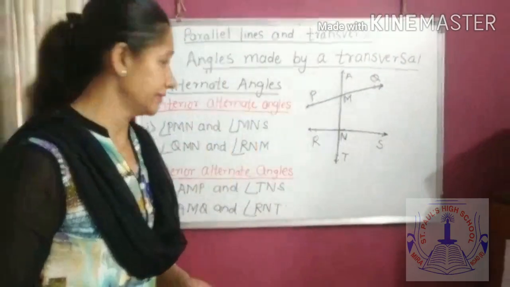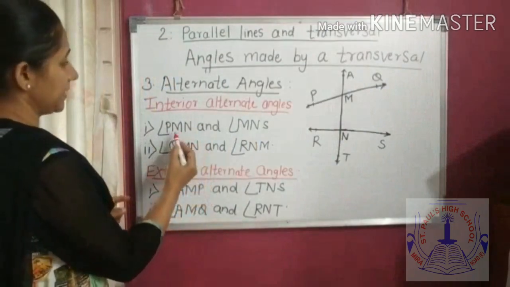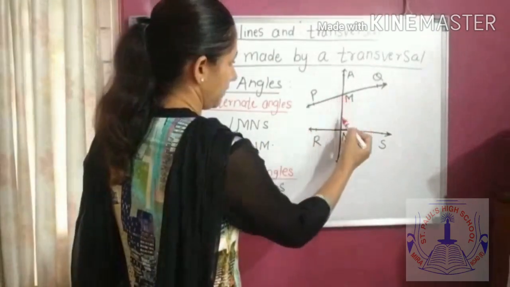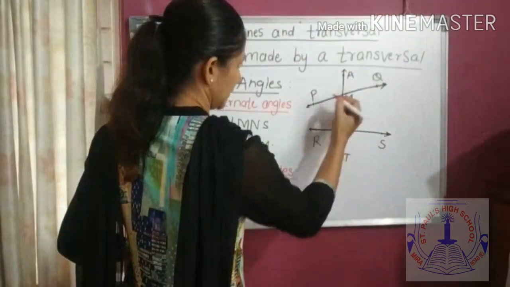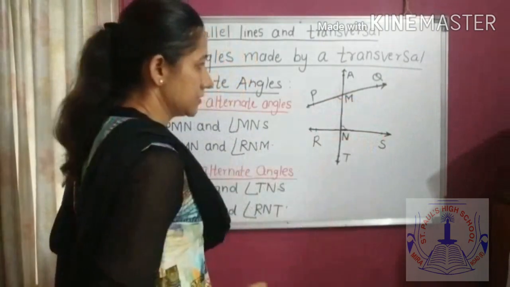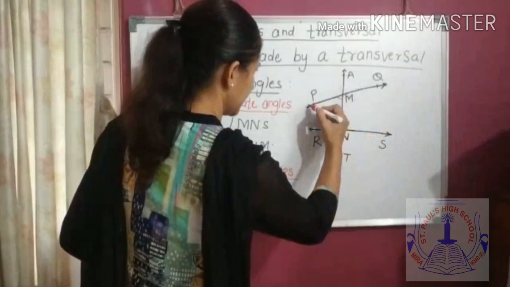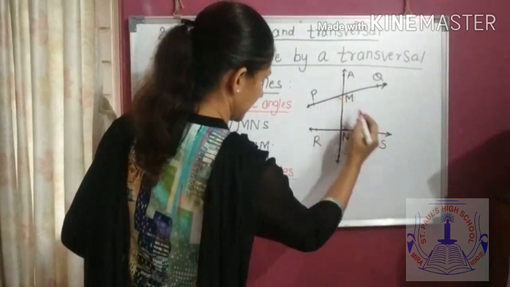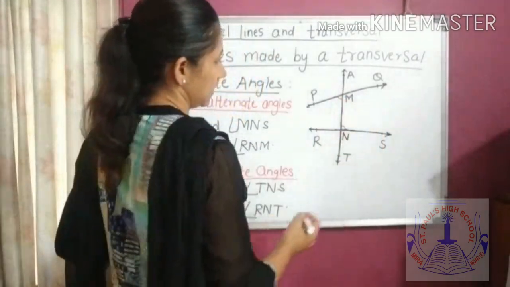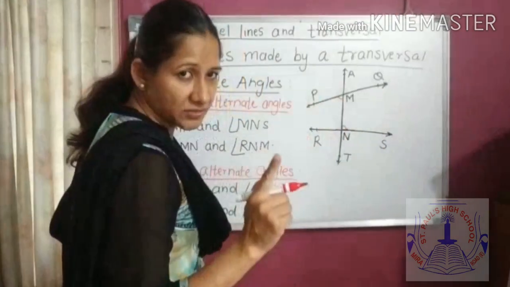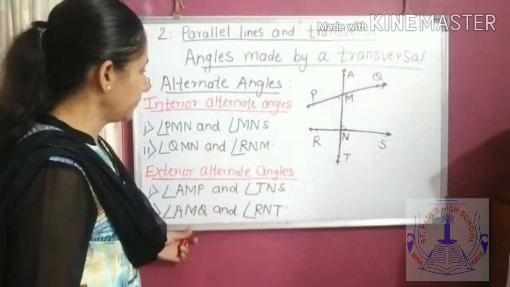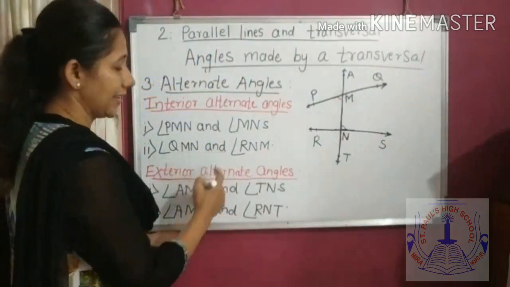In interior alternate angles, we have the first pair as angle PMN and angle MNS. Angle PMN is this angle, and angle MNS is this angle. Generally they form an English alphabet Z. If you see this Z, the angles inside it form interior alternate angles, because they are on the opposite sides of the transversal. Clear?